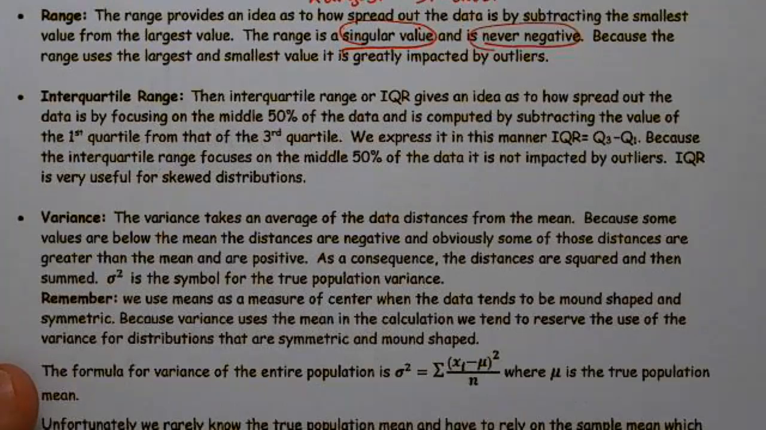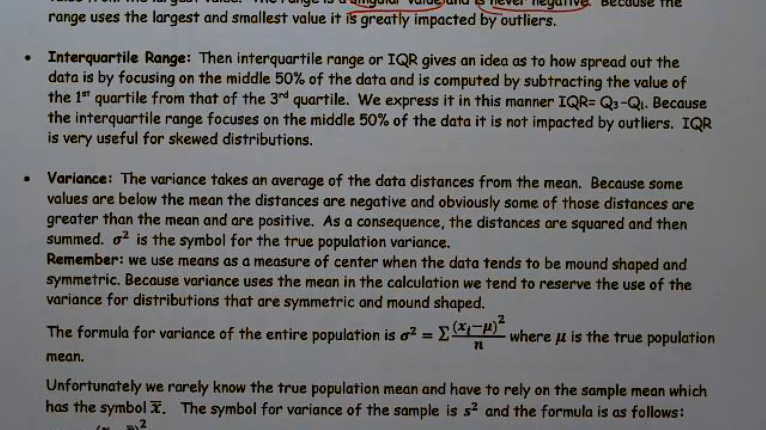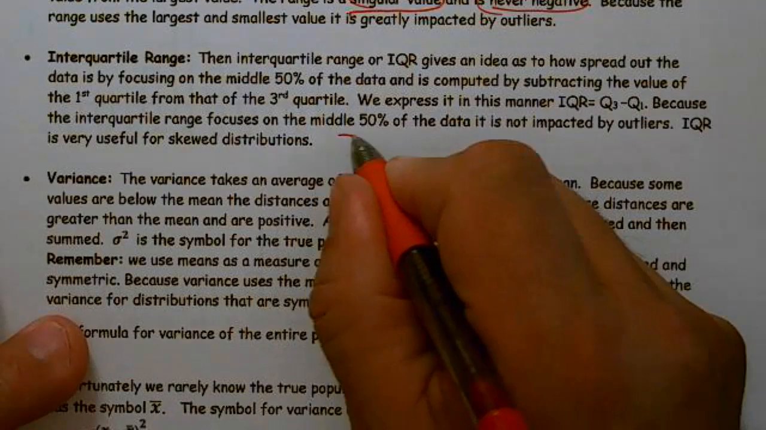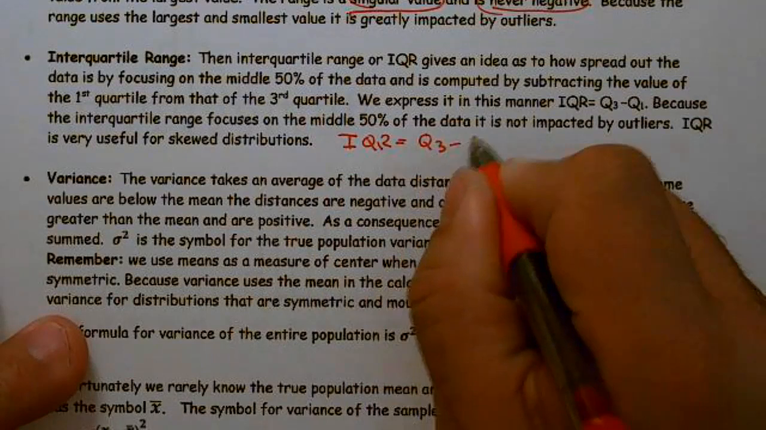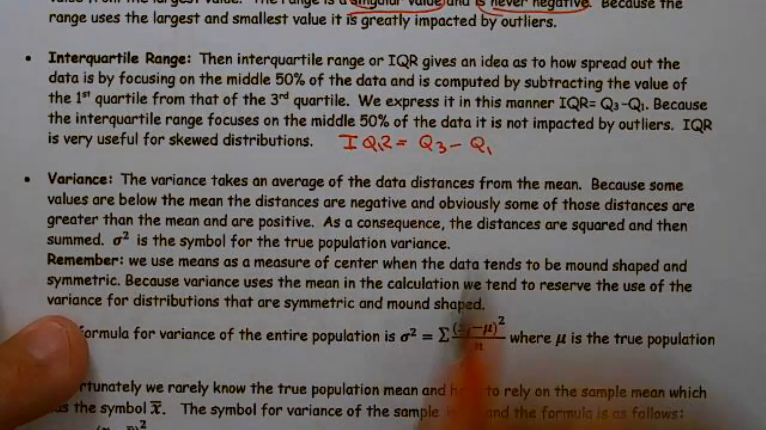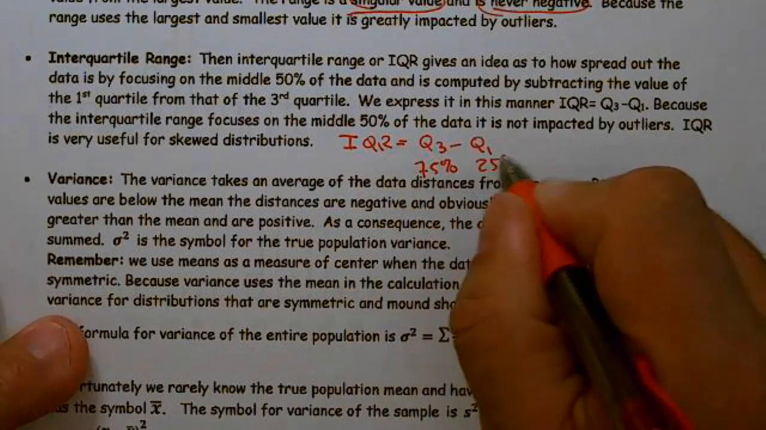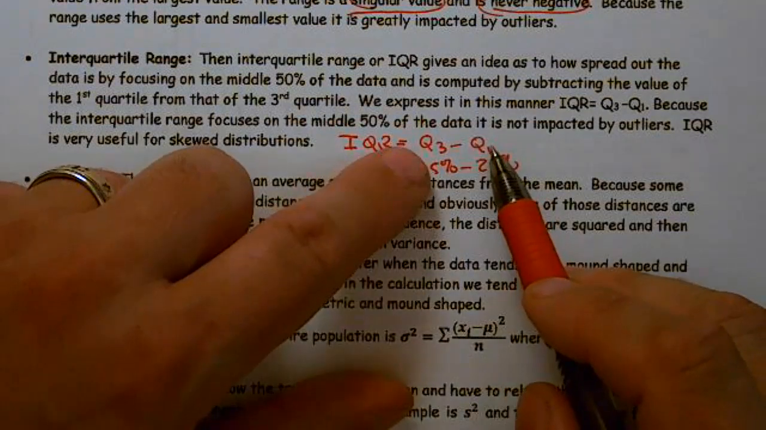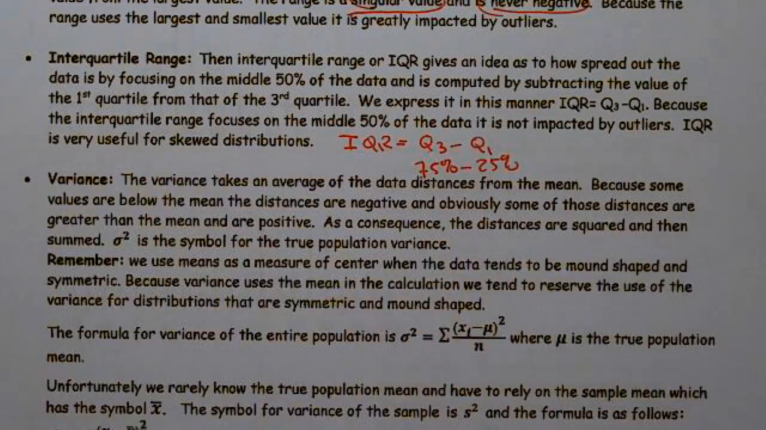The interquartile range, which we talked about in detail on another video, is basically the range of the middle 50%. Keep in mind that IQR, or the interquartile range, equals Q3 minus Q1. Q3 is 75%, and Q1 is 25%. If I subtract them, I get 50%. That's why we say it's the range of the middle 50%, because essentially this is larger and this is smaller.